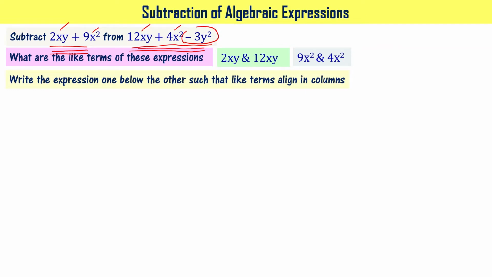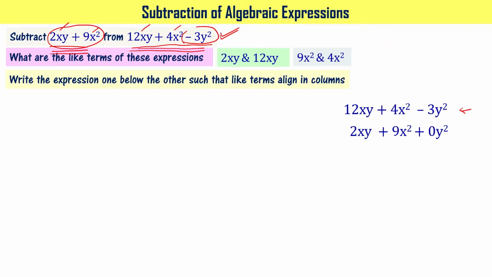Let's now write the expression one below the other such that the like terms align in columns. I have written the second expression at the top, because it is said that we have to subtract 2xy plus 9x square from 12xy plus 4x square minus 3y square, right? That is why we have written the second expression at the top. And now I have to write the other expression below this. As you see here, I have added 0y square.